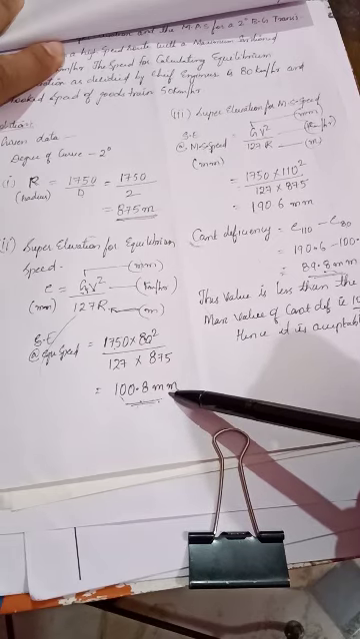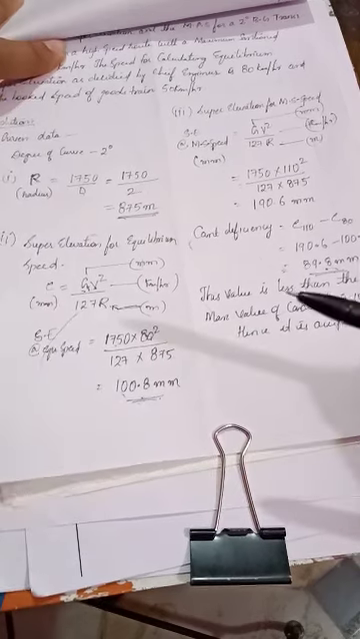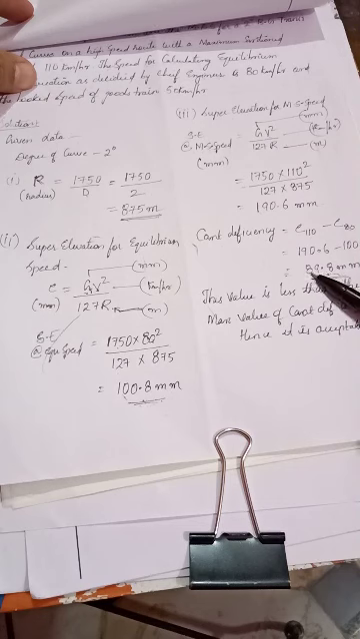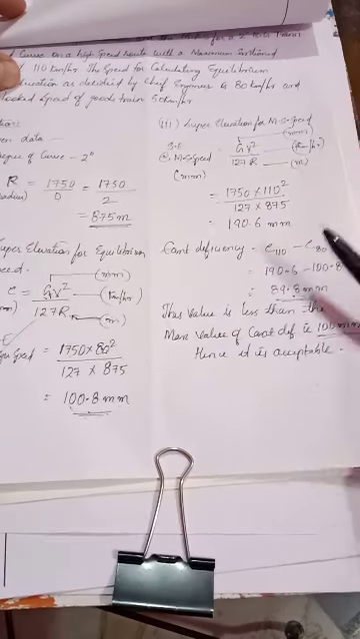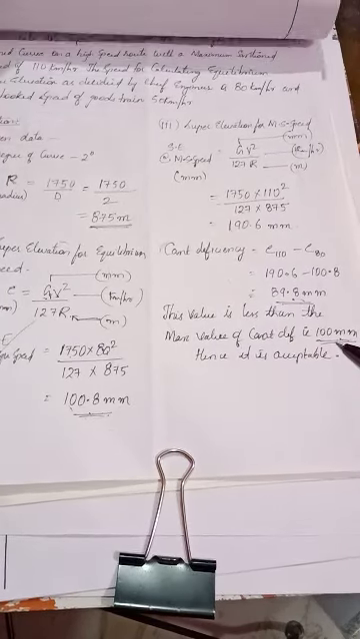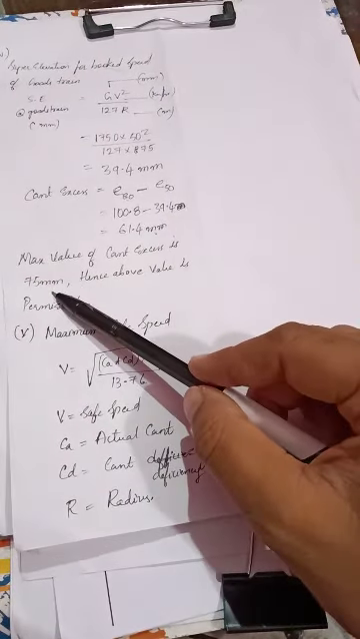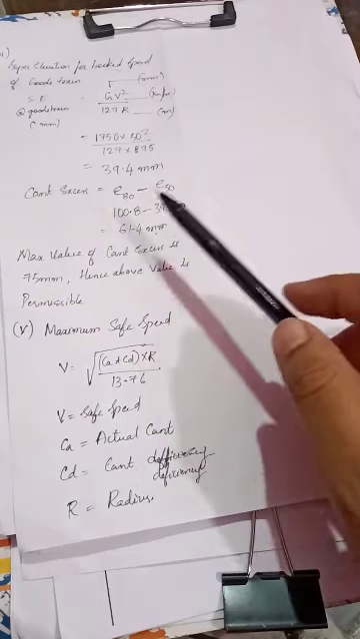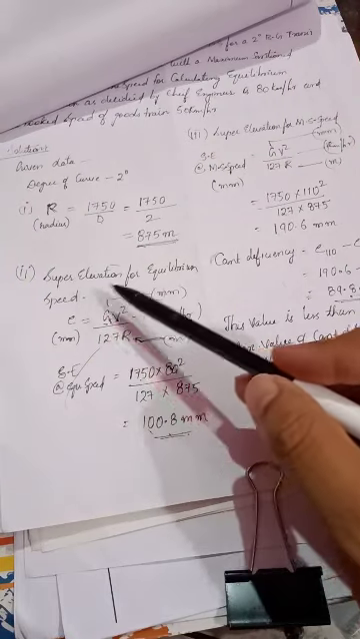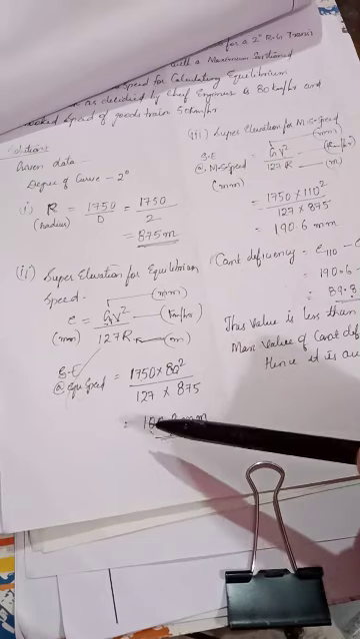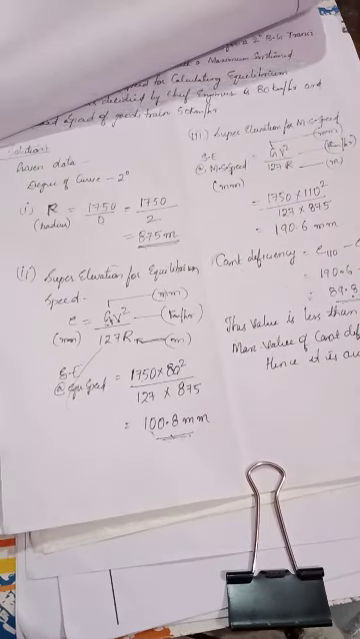When Cant deficiency and Cant excess are under limit, the actual Cant is nothing but super elevation at equilibrium speed. Under what circumstances? Cant deficiency is 89.8 mm, which is less than the maximum value 100 mm, and Cant excess is 61.4 mm, which is less than 75 mm. When these two values are under the permissible limit, then actual Cant is the super elevation at equilibrium speed, that is 100.8 mm.